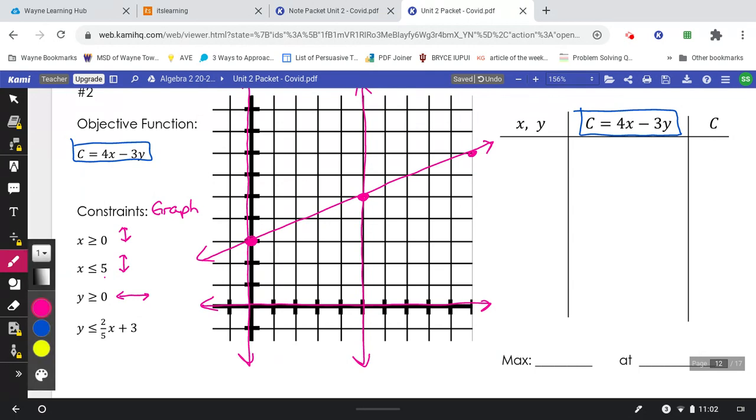Okay. So you can see we have a shaded area here. It's a 4-sided shape. Not quite a rectangle, but it's this area right here. We'll just shade that part in. Then we're going to need to get our corner points.